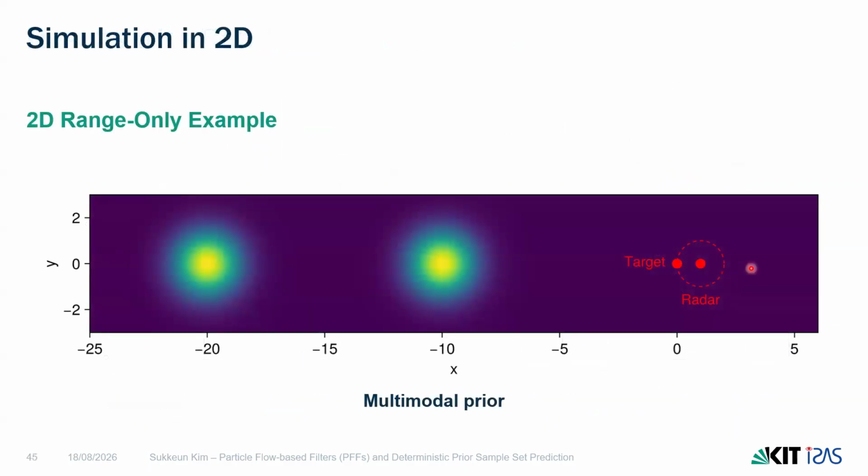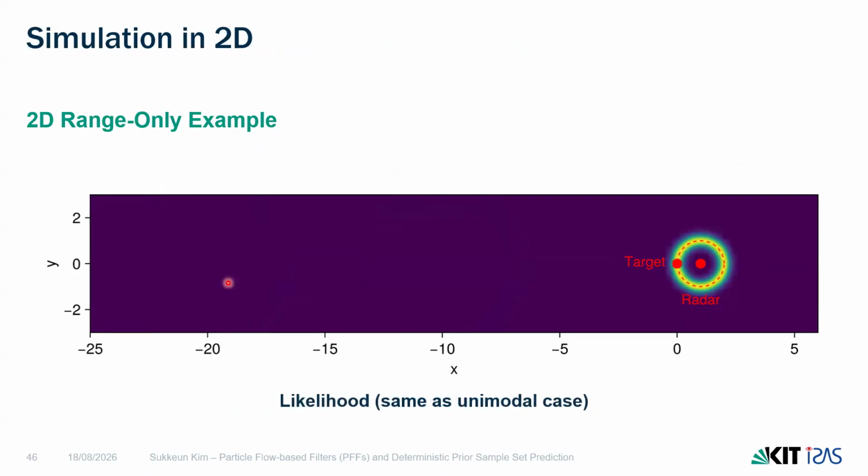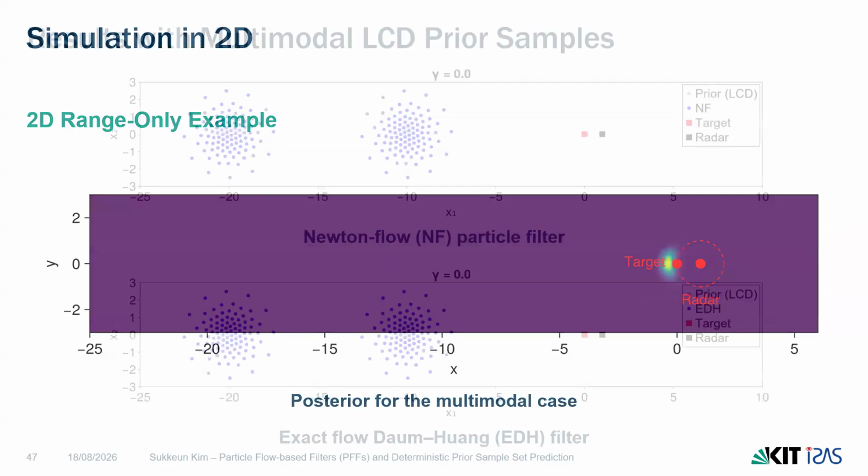Here is another interesting example for this 2D range-only problem. It's basically the same setup, but we wanted to check what would happen if we have a multimodal prior far away to the left. The likelihood will be the same because we use the same setup. Now the posterior will look somewhat like this. It should be biased to the left because the prior was far away to the left, and these two priors should be merged into one posterior like this. So this is what we expect from the filters.